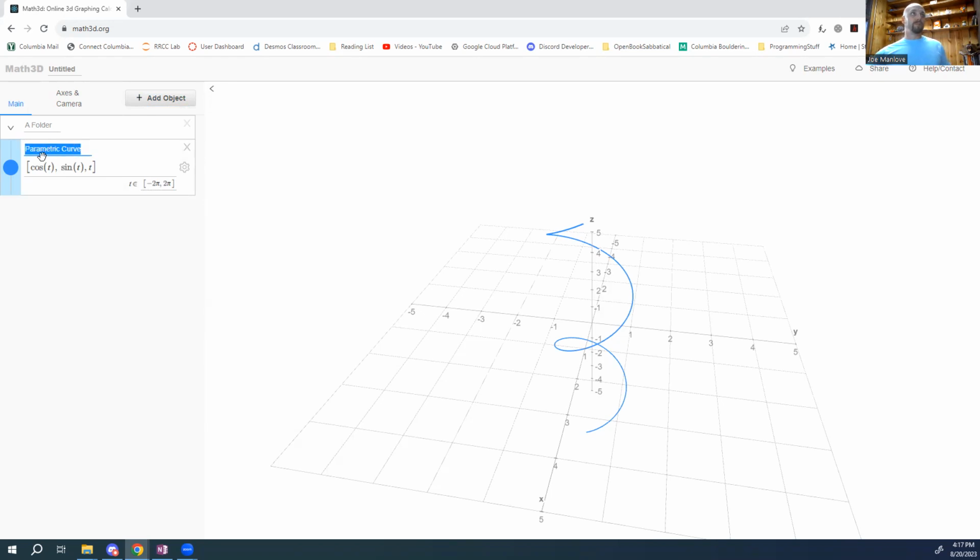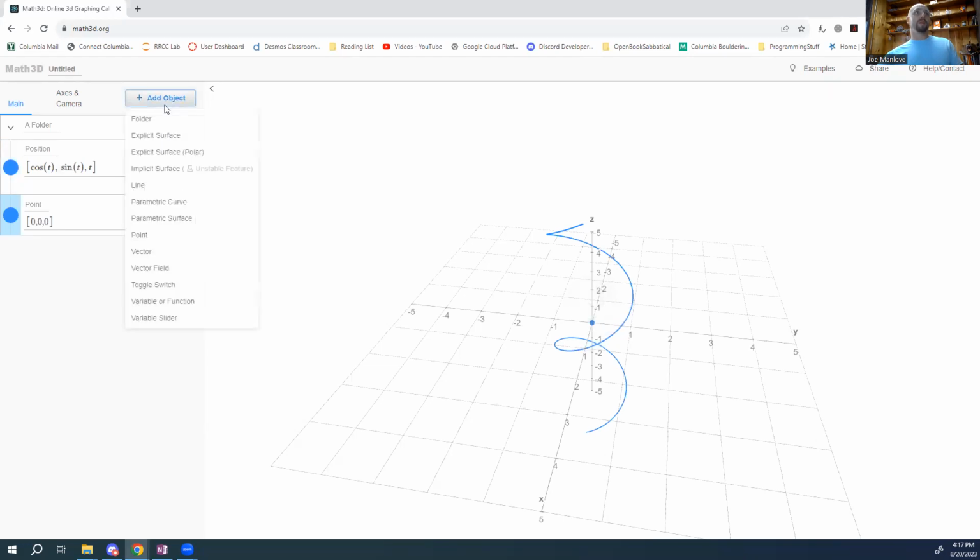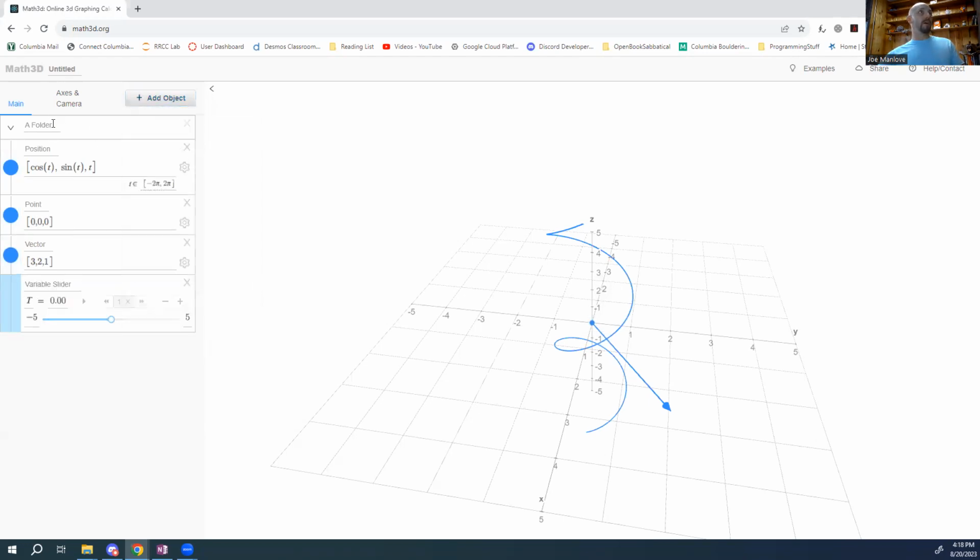So this parametric curve, I'm going to change the name to position. So this is my position curve. What I mean by that, I'm going to add some stuff here. I'm going to add a point and I'm going to add a vector. These are all going to be position things, so they're all going to be blue. I also need a variable slider. And I'm actually just going to call this folder position stuff.